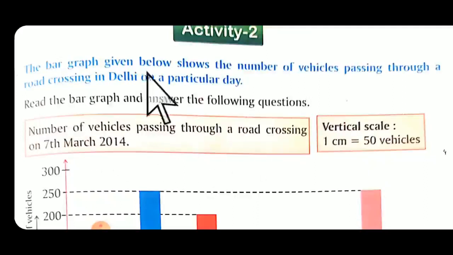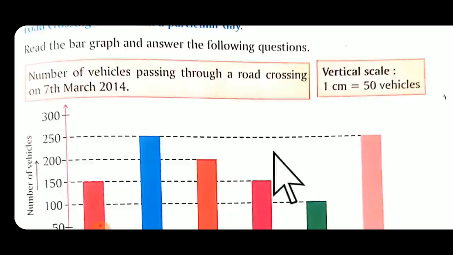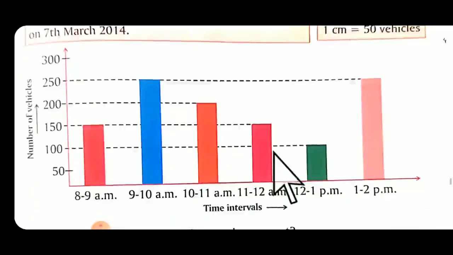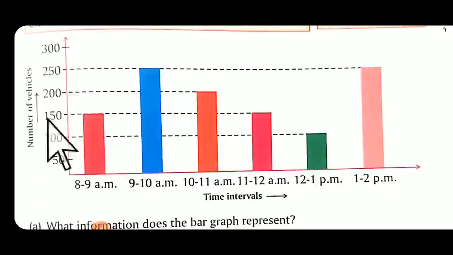The bar graph given below shows the number of vehicles passing through a road crossing in Delhi on a particular day. See, number of vehicles passing. We have to see what is given: number of vehicles passing through the road on 7th of March 2014. So 1 centimeter is equal to 50 vehicles, it is given. See the graph, horizontal is the time interval, during what time, and how many number of vehicles in the vertical.